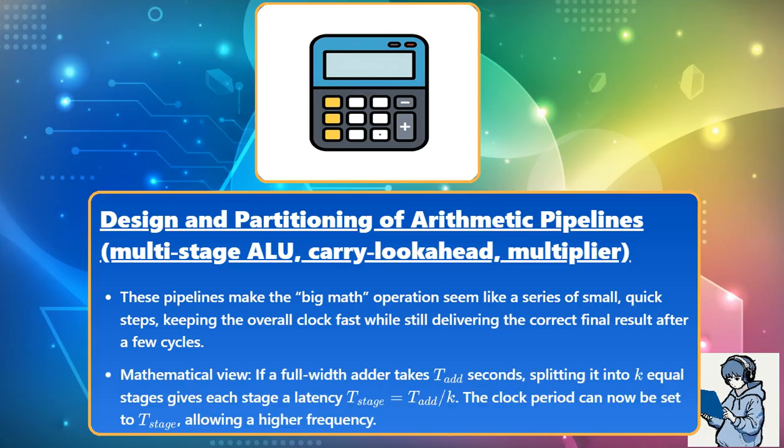Mathematical view. If a full-width adder takes t_add seconds, splitting it into k equal stages gives each stage a latency t_stage = t_add / k. The clock period can now be set to t_stage, allowing a higher frequency.